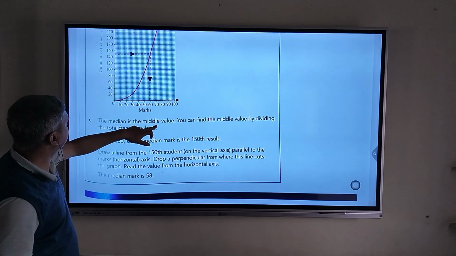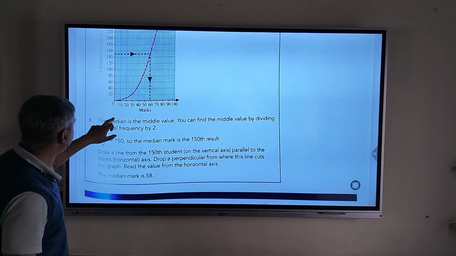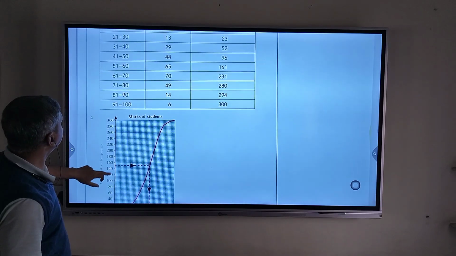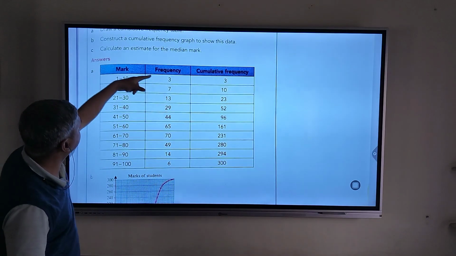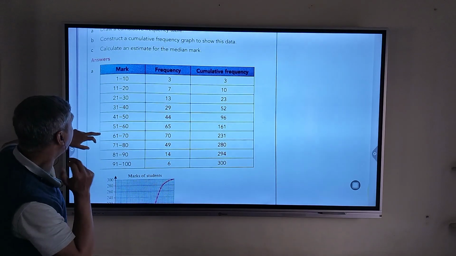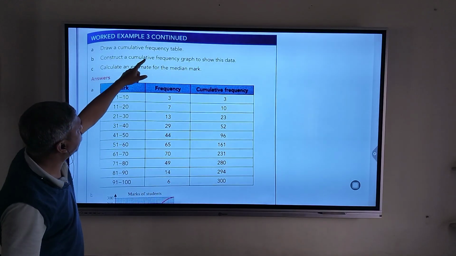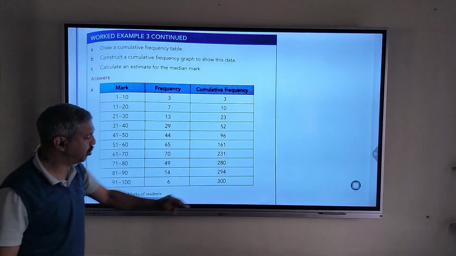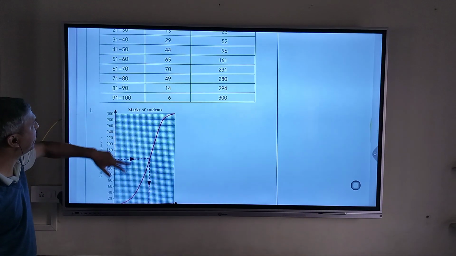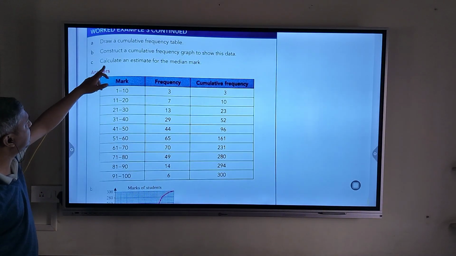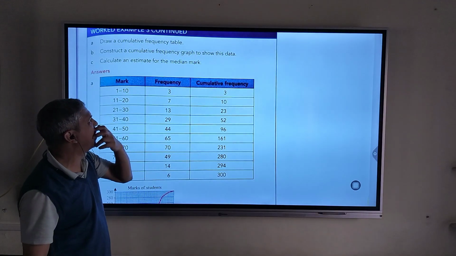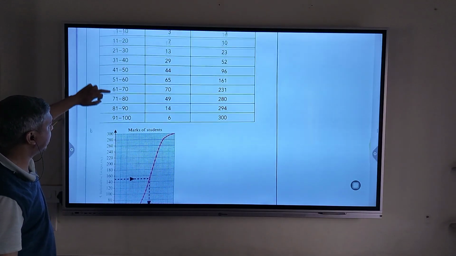The median in the middle. So A, the question A's answer was frequency table. We have prepared the cumulative frequency table. B, construct a cumulative frequency graph to show this data. We have constructed the cumulative frequency graph. And C is calculate an estimate for the median mark.